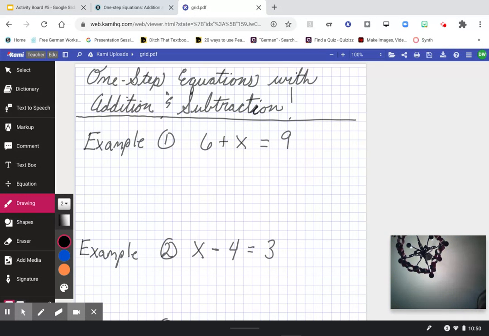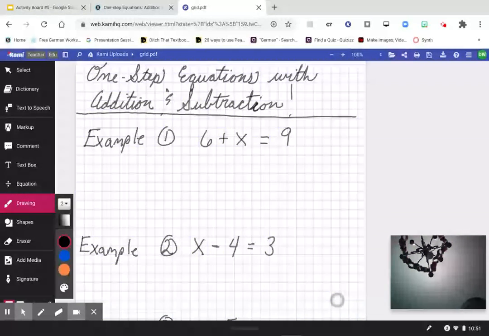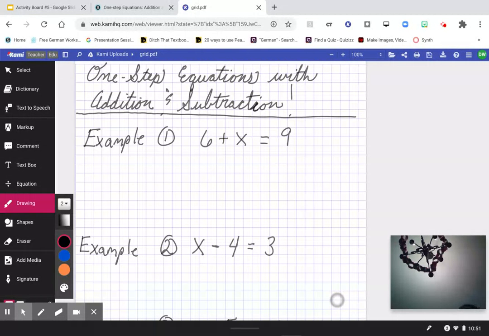Example number 1, 6 plus x equals 9. All right, so we will start. So the point is we want the variable by itself. Okay, so we don't know what that value is. So in order to solve for this equation and find out what it is, we need to get it by itself on one side of the equal sign. So we need to get rid of everything that's in that expression, 6 plus x. And we want to use opposite operations. Okay, that's the key here, opposite operations.